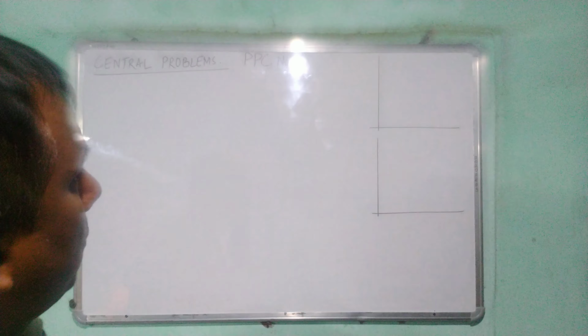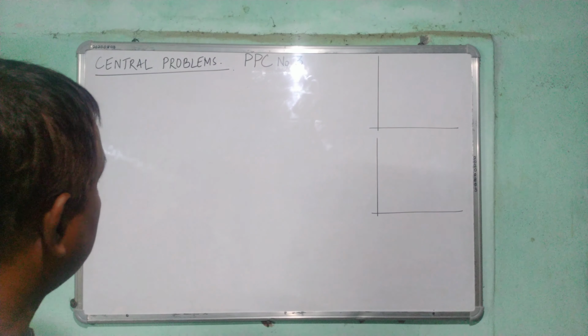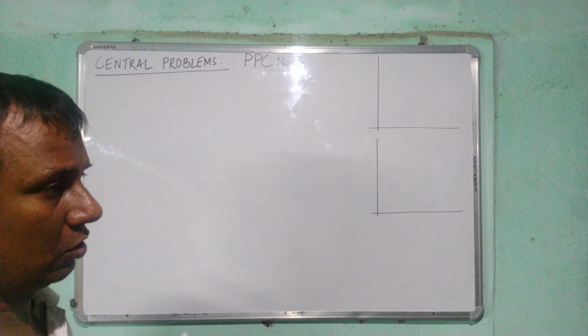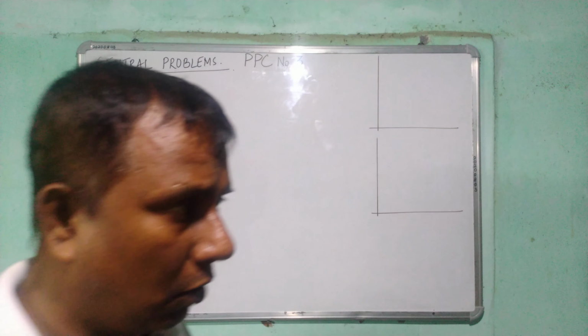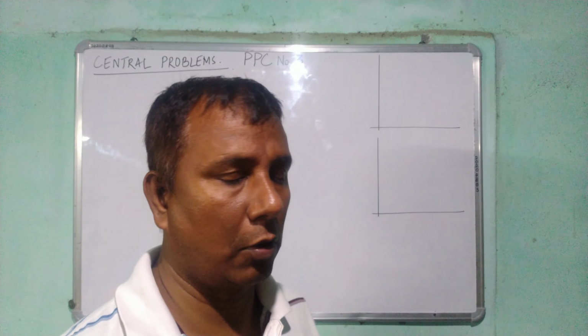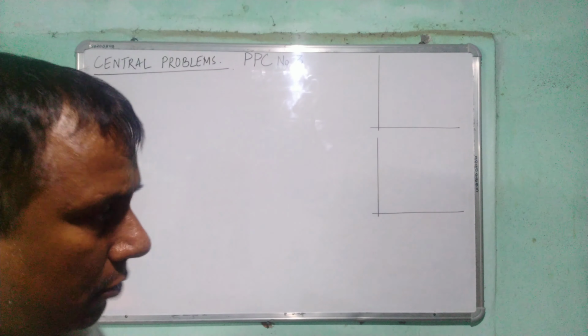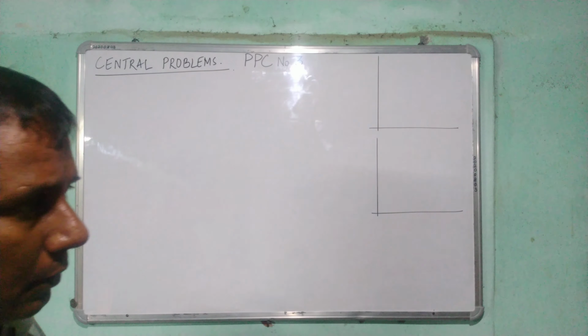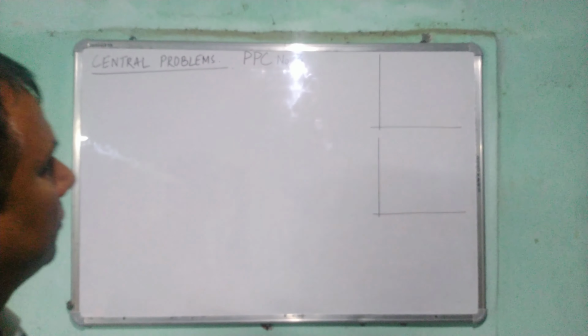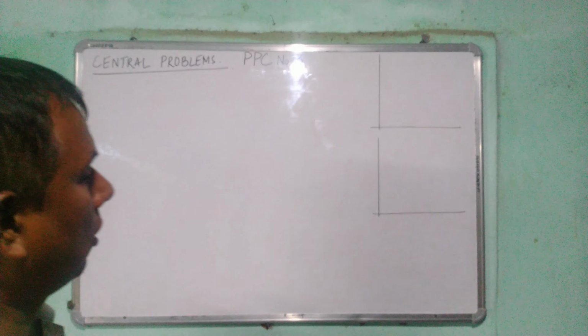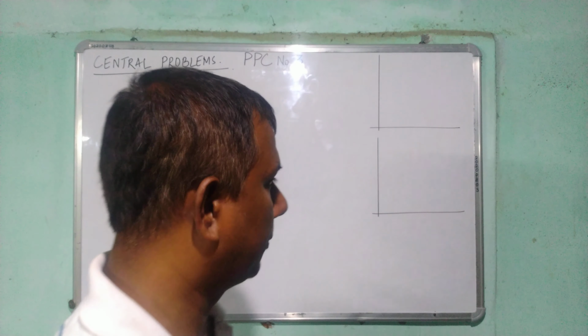Welcome friends, once more we are going to start with the production possibility curve, part number 3, series number 3. This is also very important. We already know what the central problems of our economy are, and how we can solve these central problems of an economy through the PPC curve, the possibilities of solving the problems.